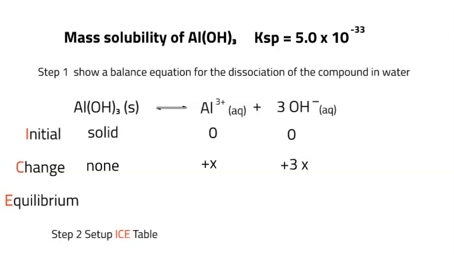And finally, for the equilibrium row, the equilibrium value of the product ions are important. They are given the value of x for aluminum 3+ and 3x for the hydroxide ion.